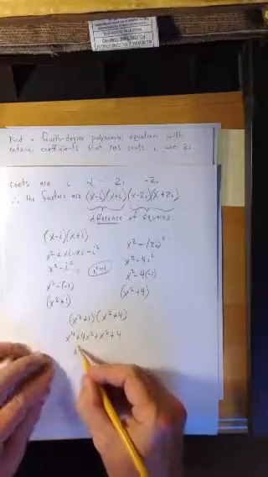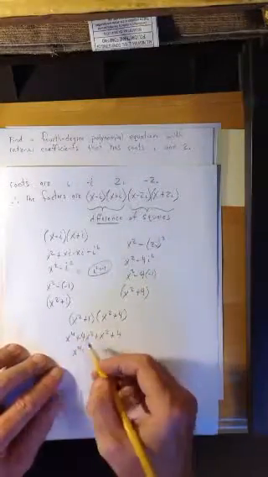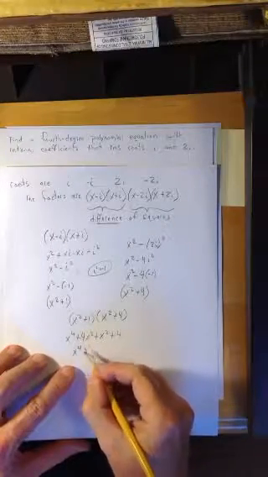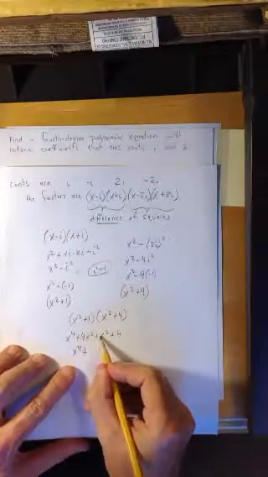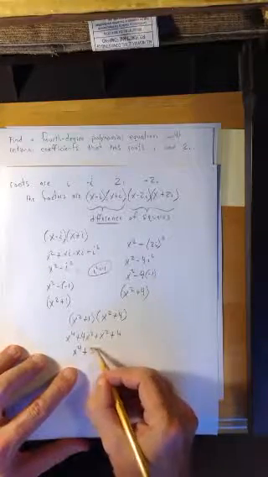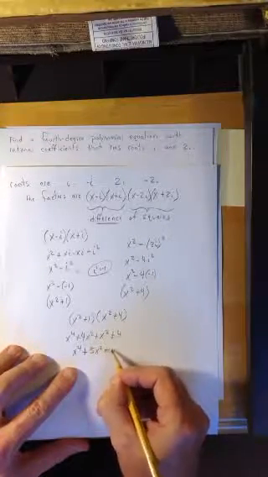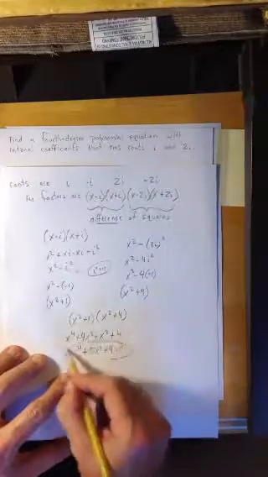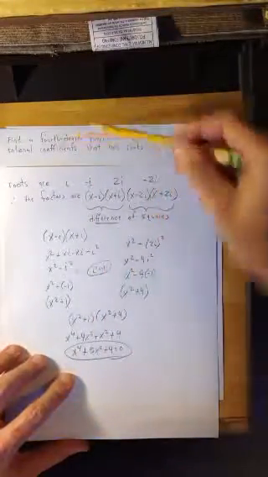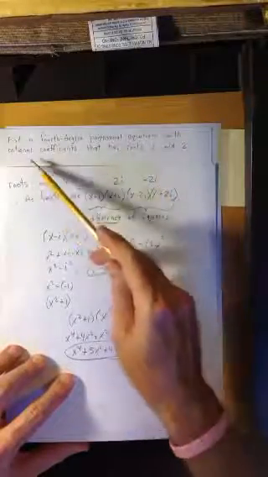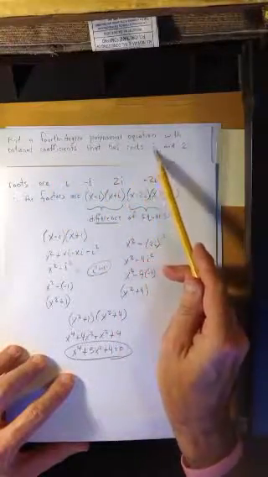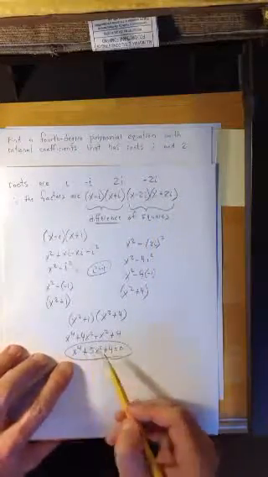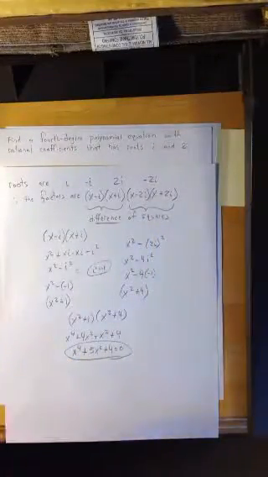Combine like terms. x to the 4th, plus 4 and 1 is 5x squared, plus 4, and there we go. So equals 0, and we're all set. So a 4th degree polynomial equation with rational coefficients that has roots i and 2i is x to the 4th plus 5x squared plus 4 equals 0.